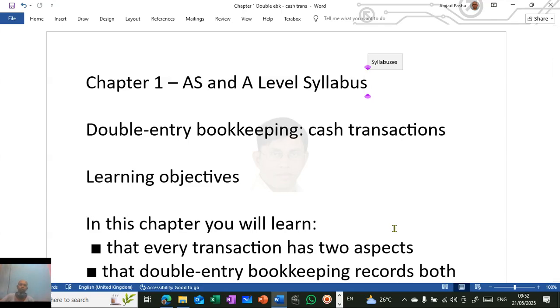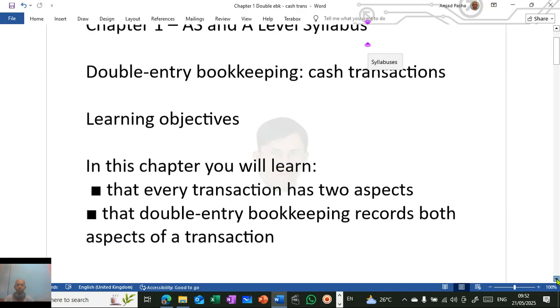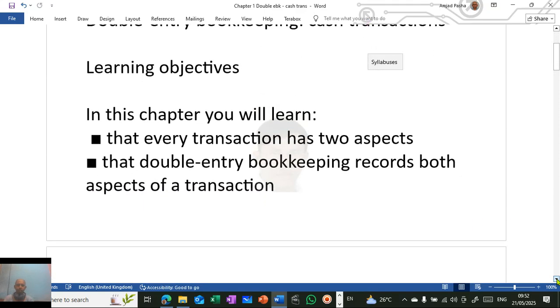Dear students, let's have a brief overview of the contents of the chapter first. That is AS and A Level in the syllabus. So the first lesson is double entry bookkeeping, cash transactions. The learning objectives in this lesson: every transaction has two aspects. Double entry bookkeeping records both aspects of a transaction.